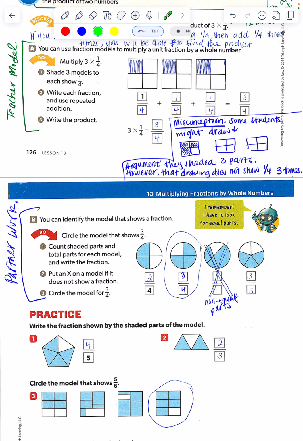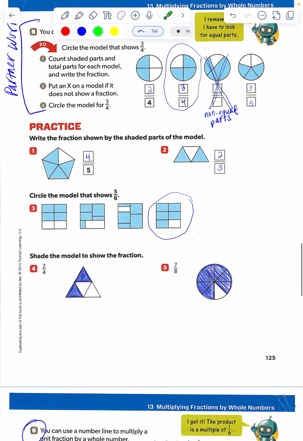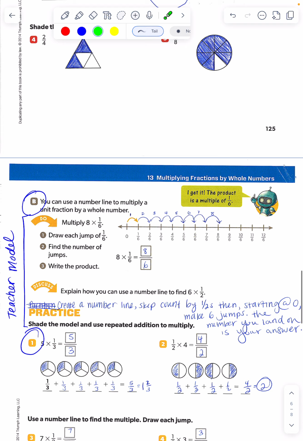So for the independent practice, release students to work on page 125. They are just representing fractions with visuals, or connecting fractions to visuals. This should not be super difficult for them.